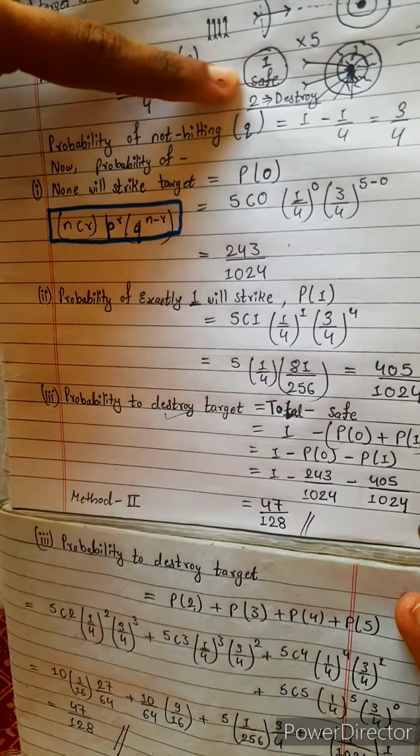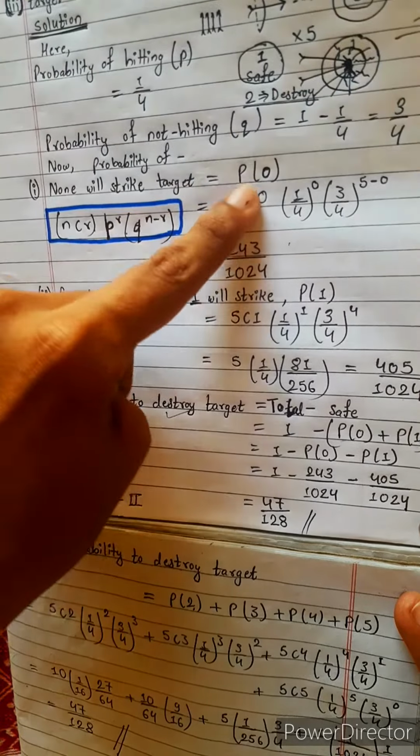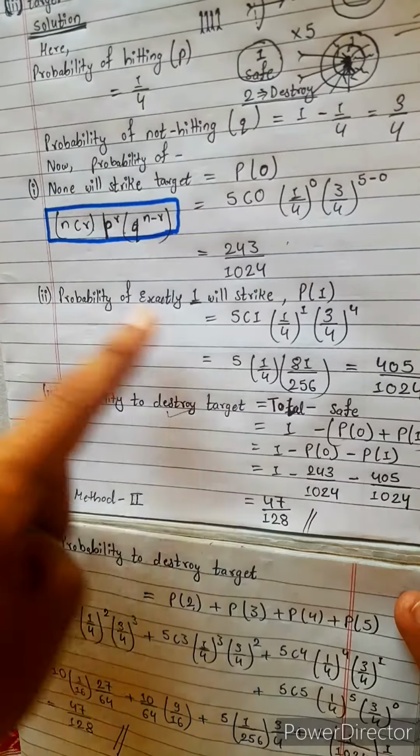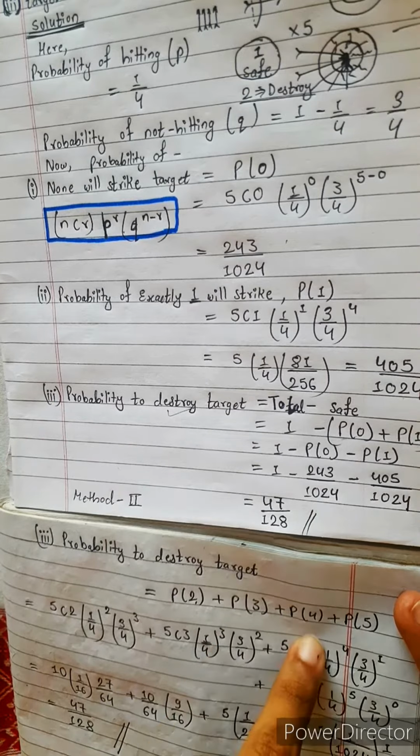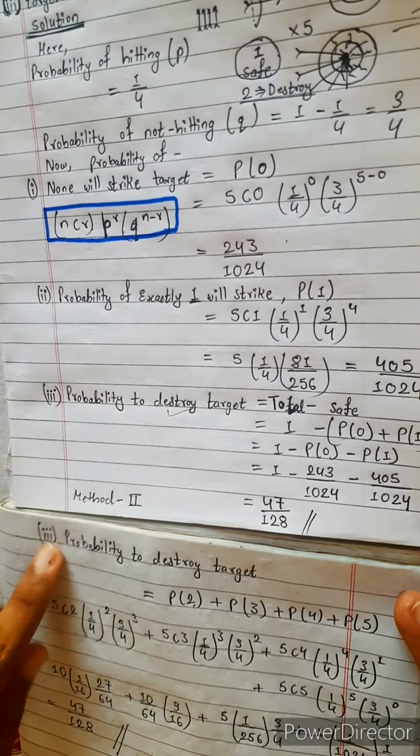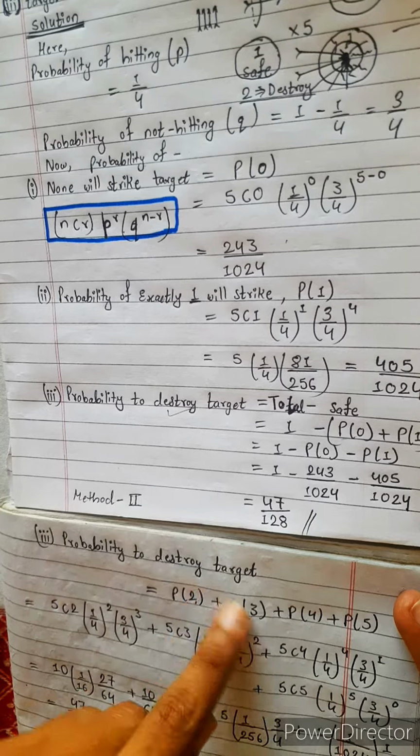If one time you are hit, it is safe. If you are not hit, suppose zero, no one will strike, then also safe. One time hit, then also safe. But if you are hit two times, or three times, four times, five times, then the target will be destroyed. So it is asking us to find the probability to destroy the target.